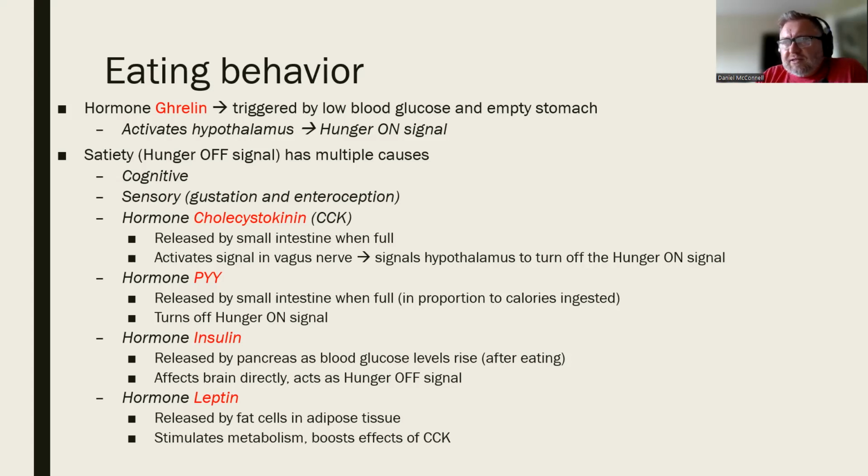PYY does very much the same thing, except the strength of the PYY signal is a little different than CCK. CCK, as I said, the strength is in proportion to the volume of the food. PYY is in proportion to the caloric density of the food. So when you have a high calorie meal, now we're going to get more PYY. It could be low food volume, right? So a spoonful of sugar or a spoonful of oil or fat is very small in volumetric terms, but it is very calorically dense. So that causes an increase in PYY, even though the CCK signal might be small, right?